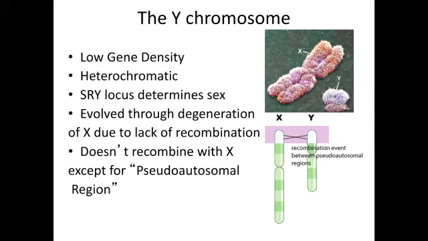The Y chromosome, as I said, is another unique chromosome. It is famous for having very low gene density, being heterochromatic, and containing a very important locus called the SRY, the sex-determining locus. It's the Y chromosome that carries the locus that determines sex. If you have a Y chromosome that's deleted for the SRY, it won't induce maleness in an embryo. It's thought that the Y chromosome evolved through degeneration of the X due to lack of recombination.